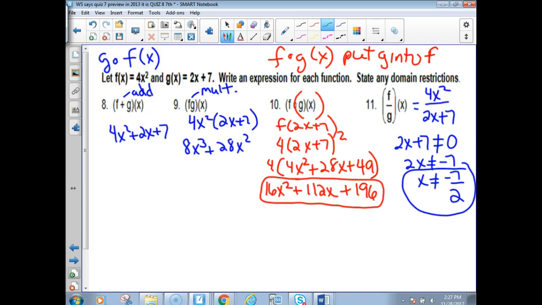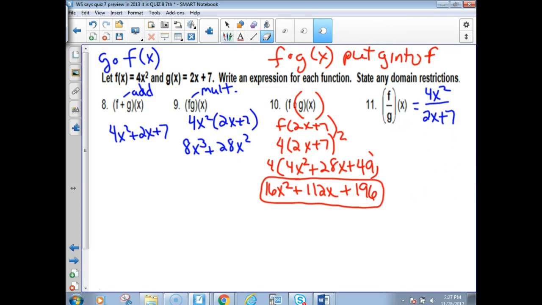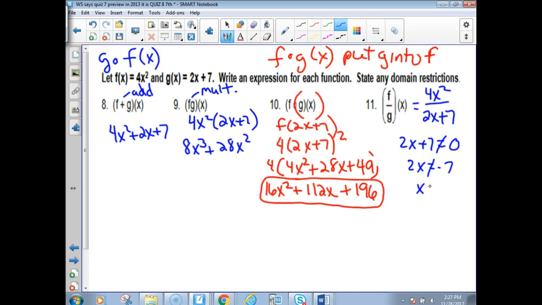Okay, how about 8, 9, 10, 11? What about it? I don't understand. Well, what aren't you allowed to divide by? Can't divide by zero. So the denominator can never equal zero. We've talked about this several times. So you solve this now to find out what x can't be by subtracting 7. So the 2x plus 7 cannot equal 0, which means 2x can't equal negative 7, and dividing by negative 2 would give you x cannot equal negative 7 halves.